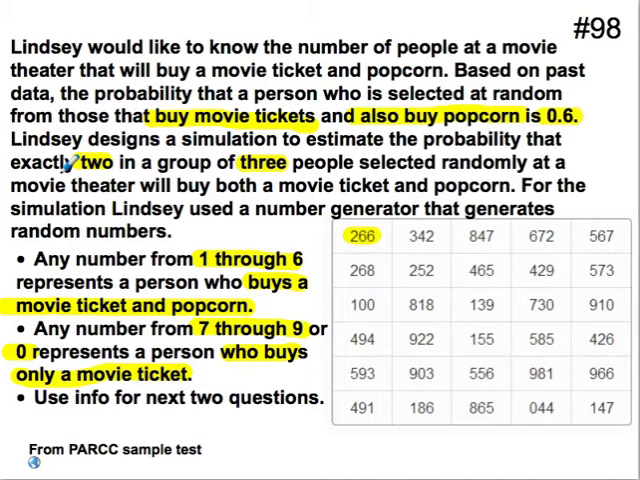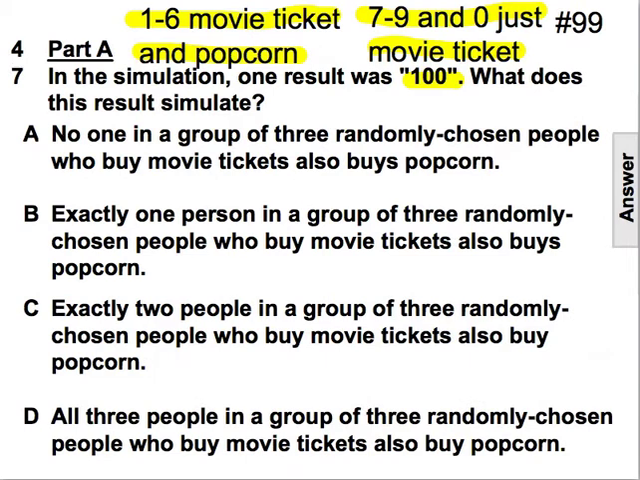So let's take a look at another example. 139. This person is a 1, so they bought a movie ticket and popcorn. The 3 also bought a movie ticket and popcorn, but the 9 did not. So this is a person that we're looking for. 2 out of the 3 in the group bought movie tickets and popcorn. So let's use that information to try an example.